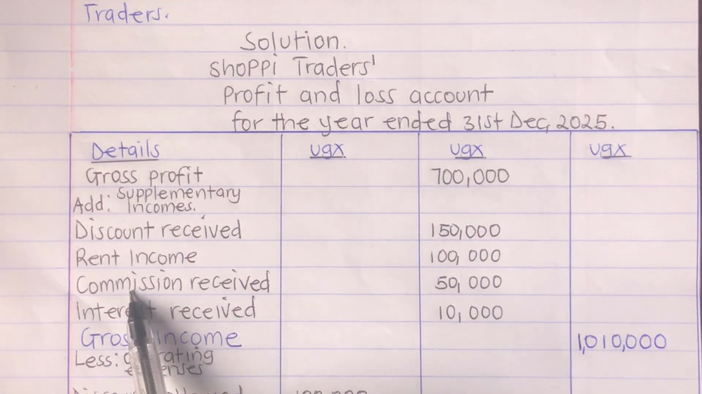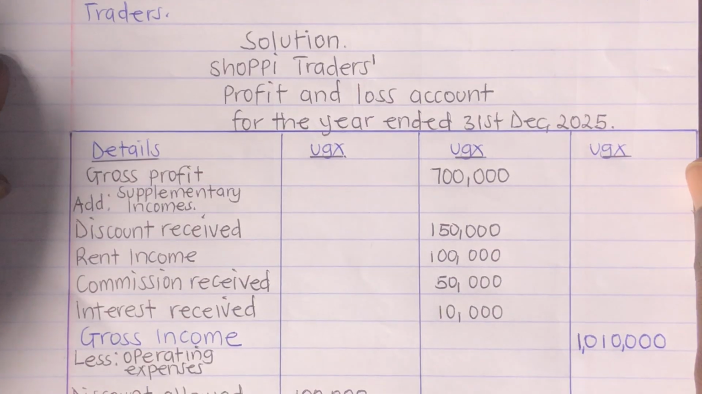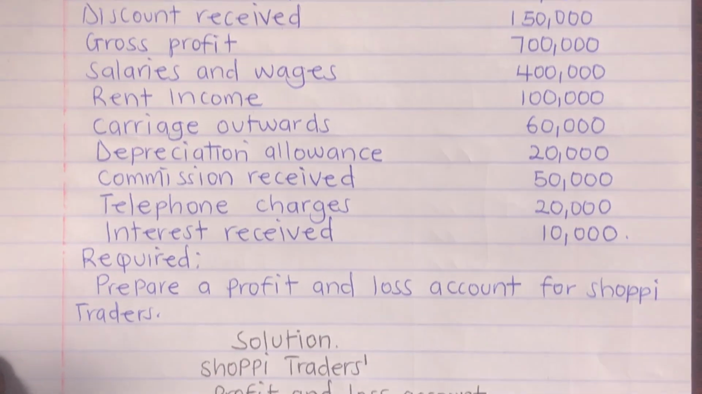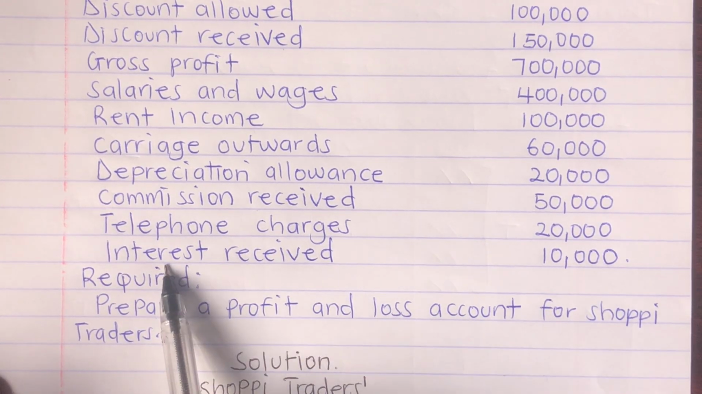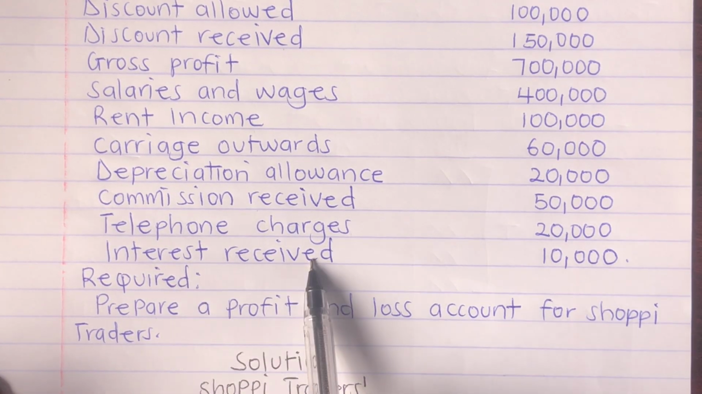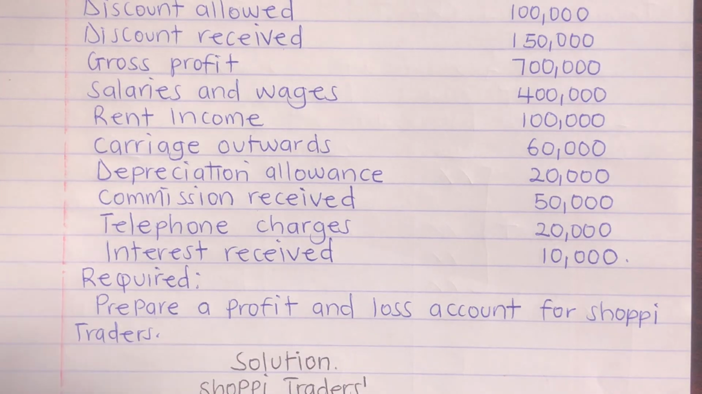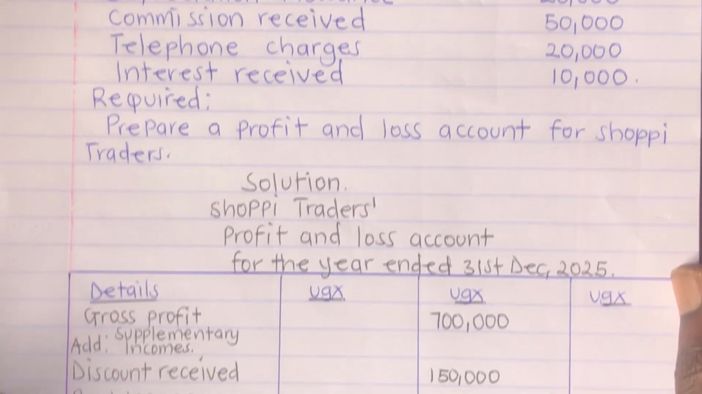It is commission received, 50,000. Then you come and check for more supplementary incomes. We have telephone charges, that is an expense. Interest received is a supplementary income because it is the business receiving interest on maybe a loan it offered to someone. So that is a supplementary income. You come and add it here also.